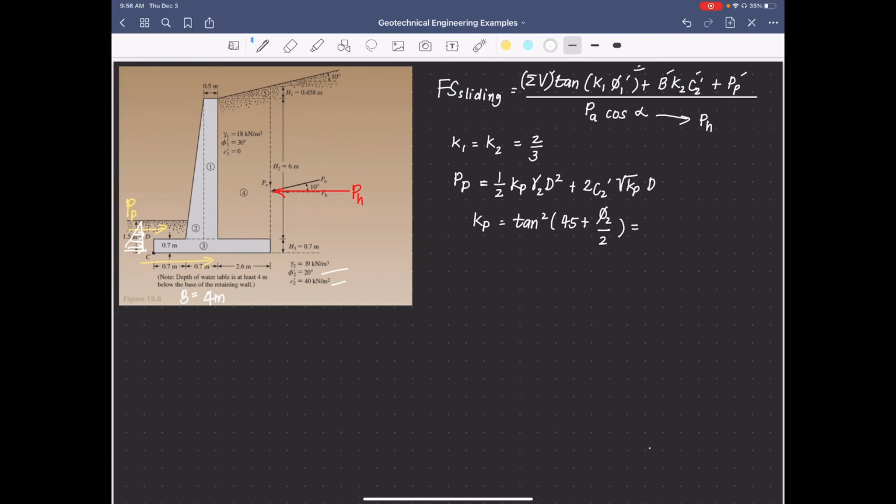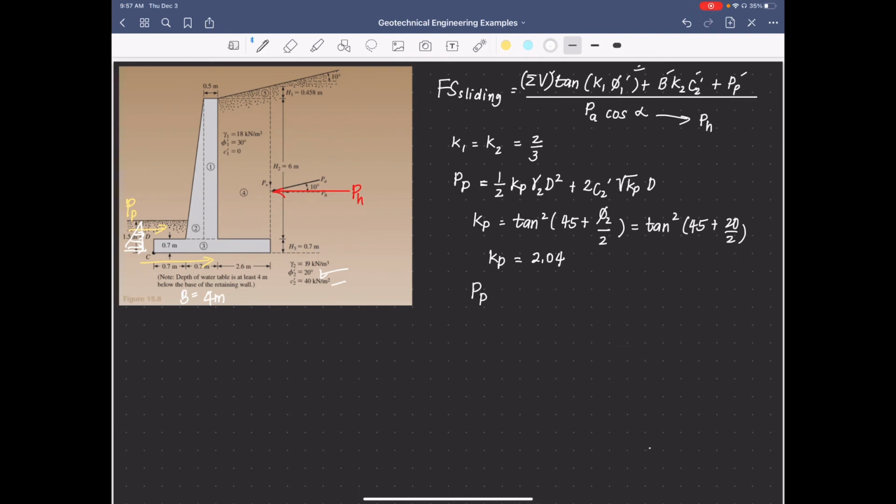That would be equal to tangent squared of 45 plus the angle of friction, which is 20, over 2. And our K sub P here becomes 2.04. The depth D is equal to 1.5, the depth of the soil on the passive side, the backfill at the passive side.